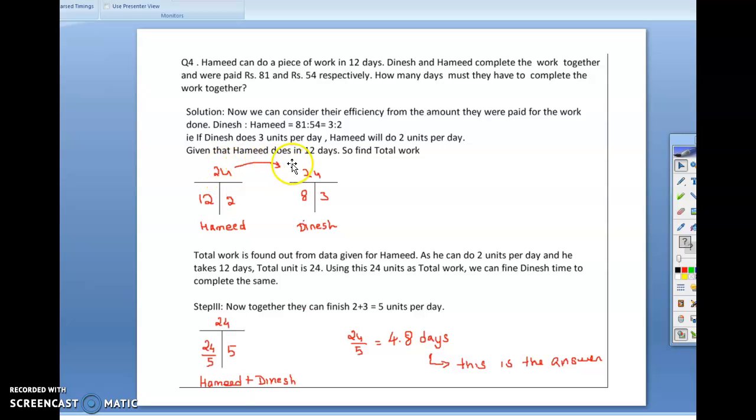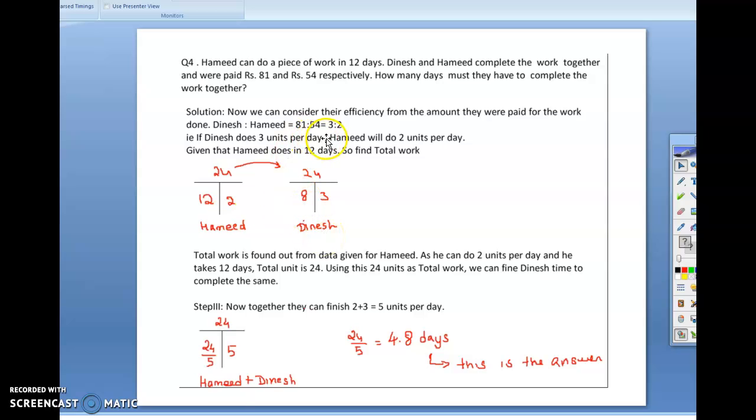Similarly, when you go for Dinesh, the same 24 you are going to consider here. And now you know that the rate of Dinesh is 3 and the total is 24, so you can find out the number of days Dinesh is going to take to complete the work. So here you have 12 for Hamid and 8 for Dinesh.